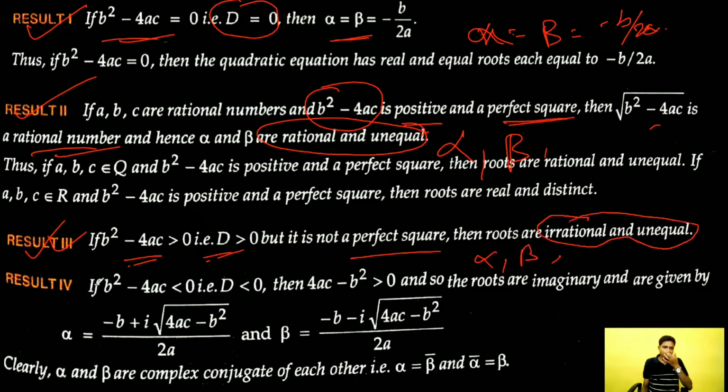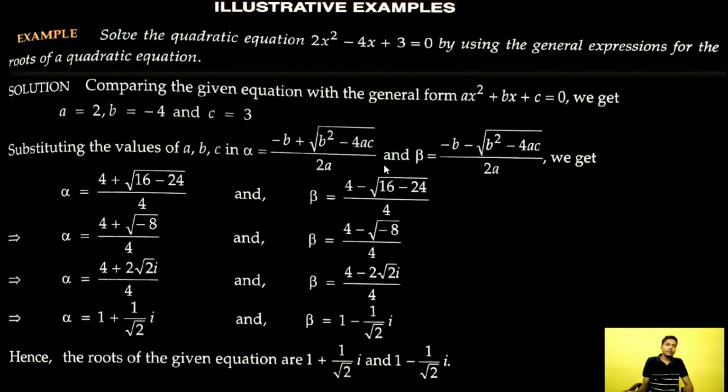Okay, and result 4. If b square minus 4ac is less than 0, then obviously D is less than 0. So the two roots alpha and beta will be complex numbers. And we can say that alpha and beta are the conjugates of each other. We can write alpha is equal to conjugate of beta, or beta is equal to conjugate of alpha. Now there are some examples related to this theorem.